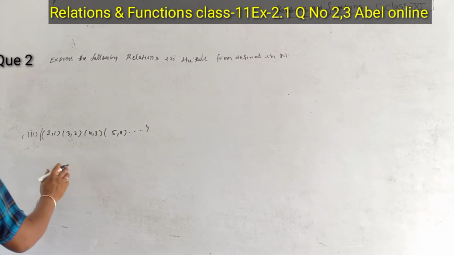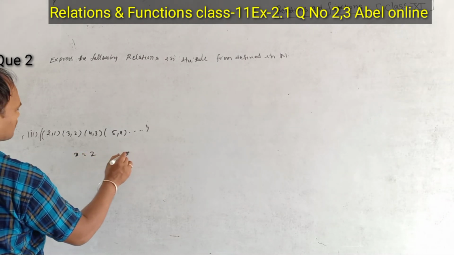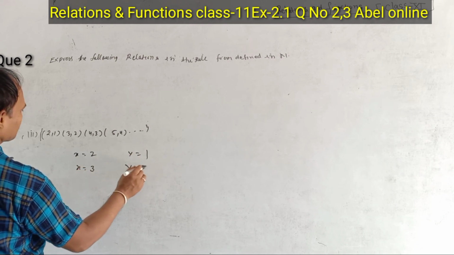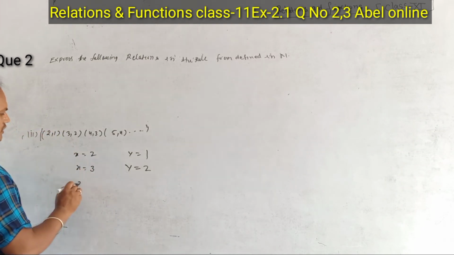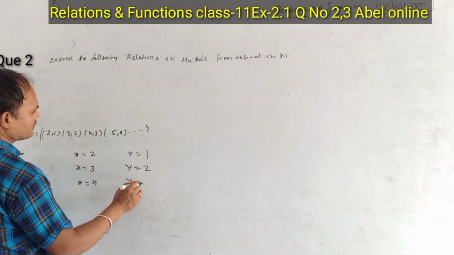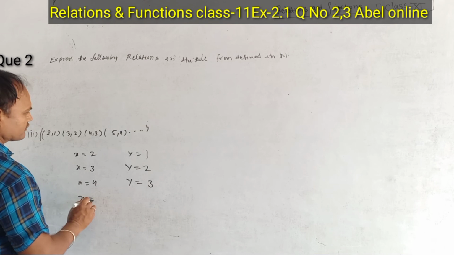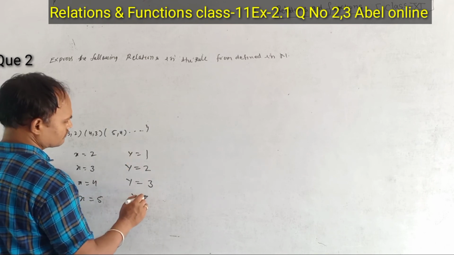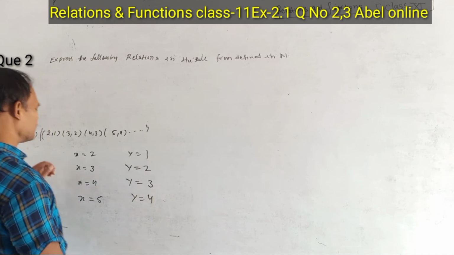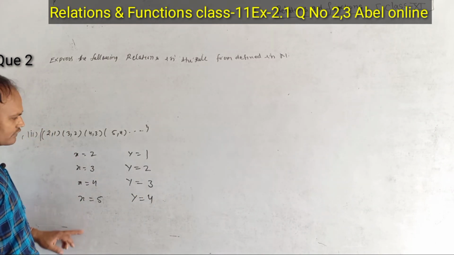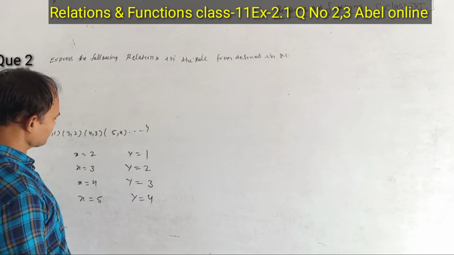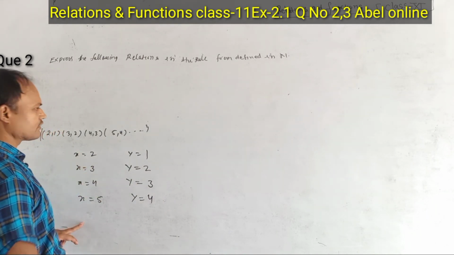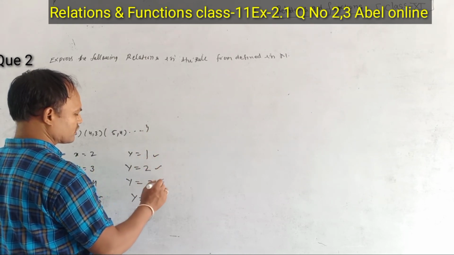It is x equal 2, y equal 1; x equal 3, y equal 2; x equal 4, y equal 3; x equal 5, y equal 4, and so on. So x is 2, 3, 4, 5 and y is 1, 2, 3, 4. So y equal 1, 2, 3, 4, then x equals something. So it is in order.